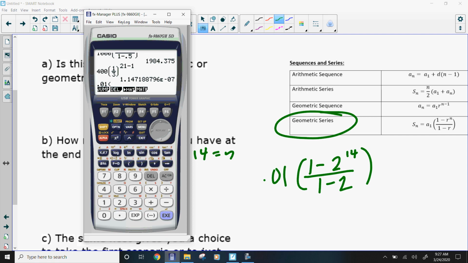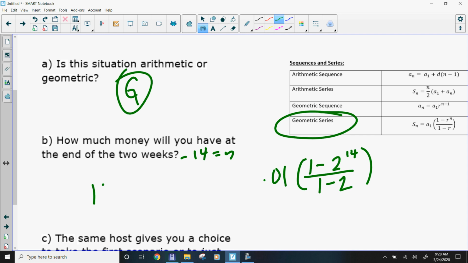And then parentheses, 1 minus 2 to the 14th power, since we're doing that for 14 days. 1 minus 2. And then we close the parentheses. So we'd have $163.83.